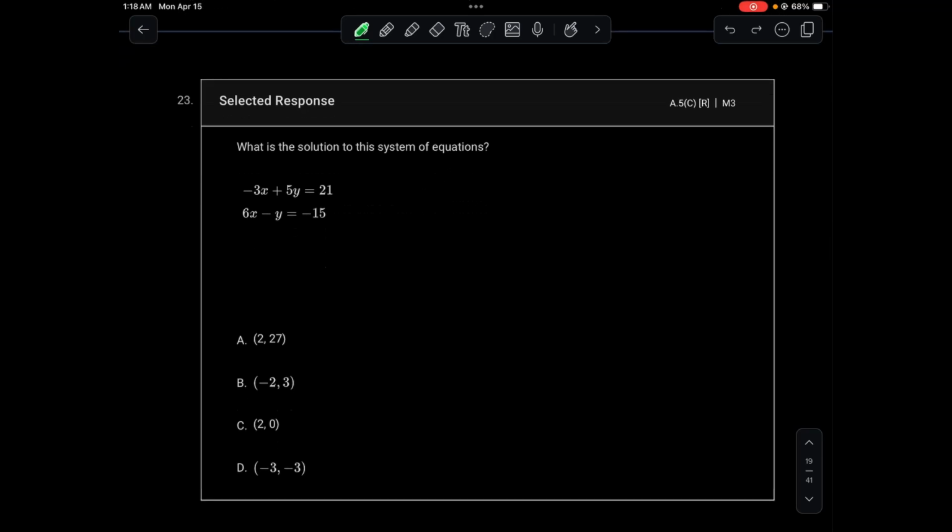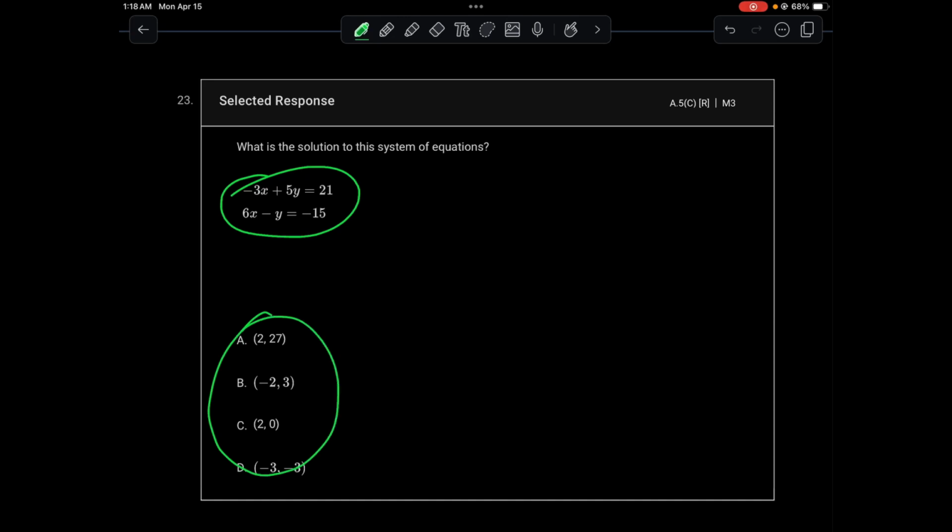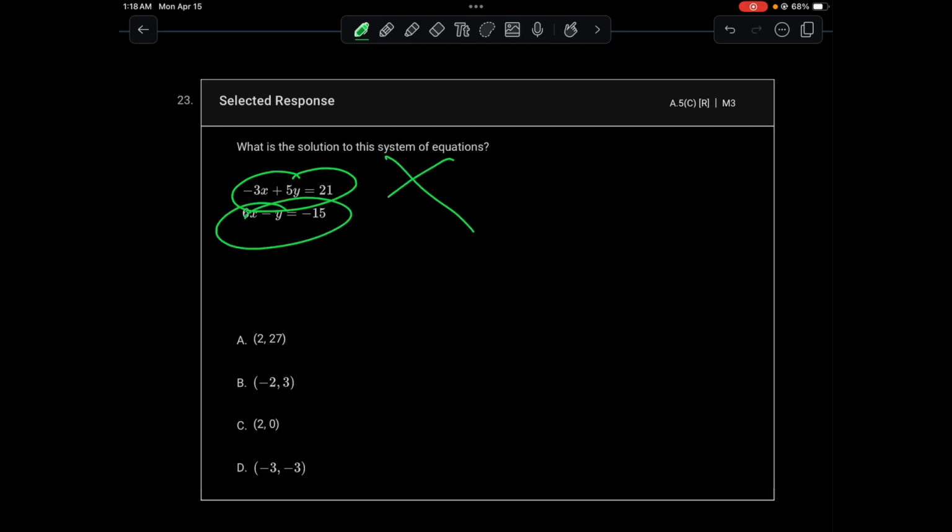Number 23. What is the solution to the system of equations? We have a system of equations and we have 4 options. In a previous video, we solved each one of those for y, because if we have a line for this one and a line for this one, wherever they intersect is the solution. If you plug those coordinates, x comma y, in for x and y, you're going to get two true statements, and that would be the solution.